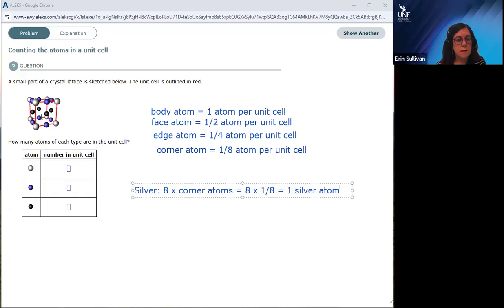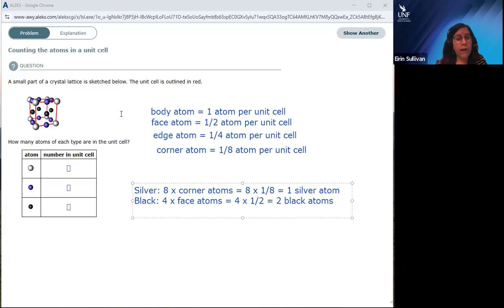So let's go to the black ones. To me, it looks like those black ones are on a face, okay? So we've got 4 of those, 1 on each face, just around the front, back, left and right. We don't have top and bottom facial atoms. So that'd be a total of 4 face atoms, okay? And each one of those face atoms is shared between 2 neighboring unit cells. So that's 4 times 1/2. So there are 2 black atoms per unit cell.